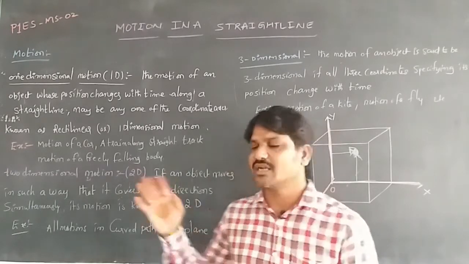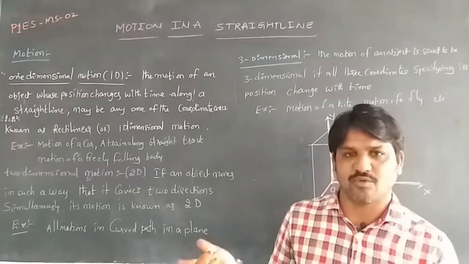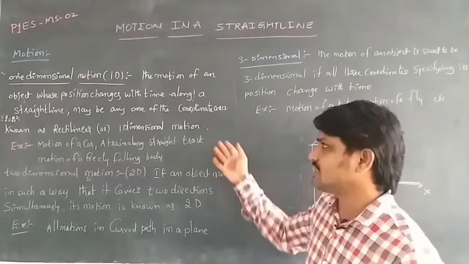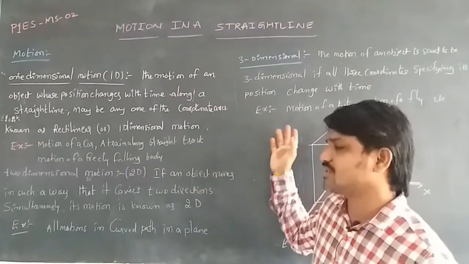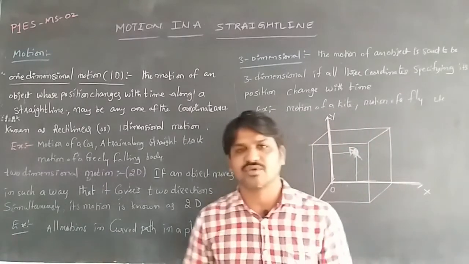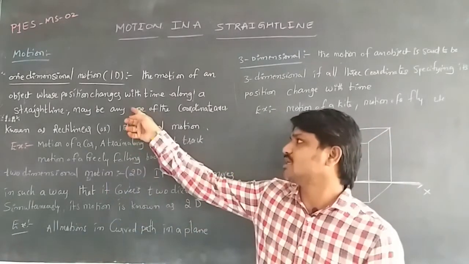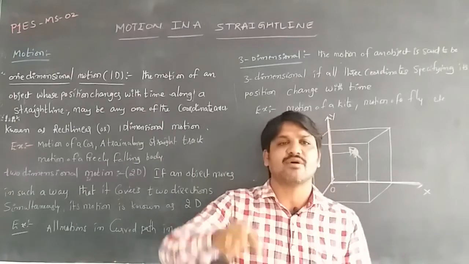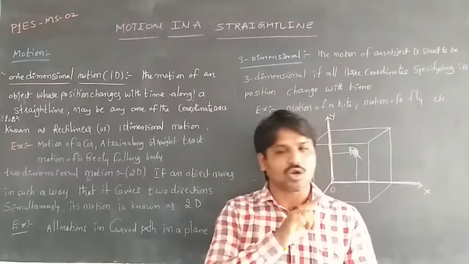These are the three types of motion of the body: one-dimensional, two-dimensional, and three-dimensional. Now, in this chapter on motion in a straight line, we are going to discuss only one-dimensional motion, that is, when a body is moving vertically or horizontally.